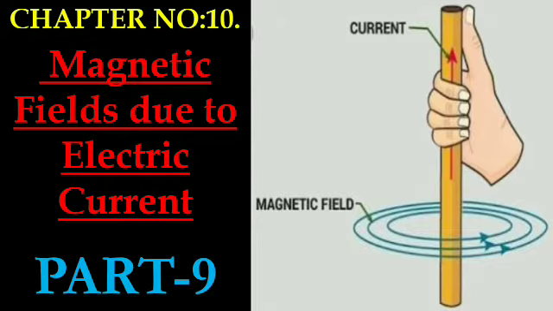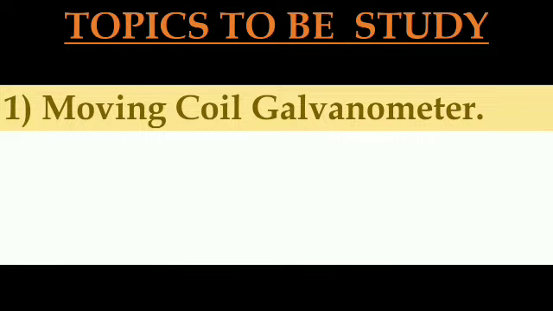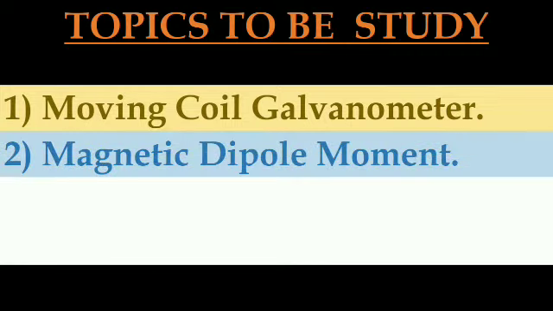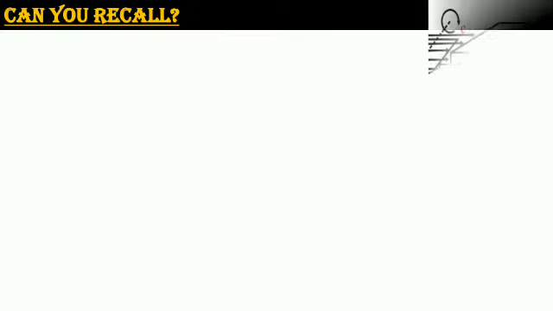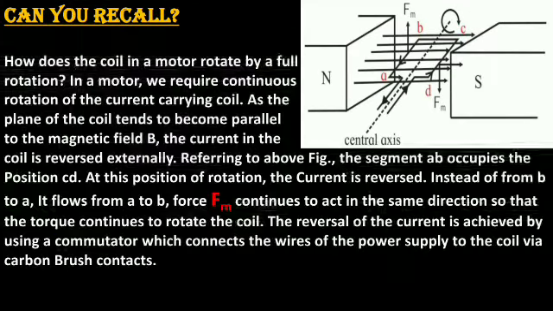Today's lecture will be part 9 of the same chapter. So let's see what we are going to study today. We have some topics: number 1, the moving coil galvanometer; number 2, magnetic dipole moment; and number 3, magnetic potential energy of a dipole. But before studying these topics, we have to recall the topic that we studied last time.